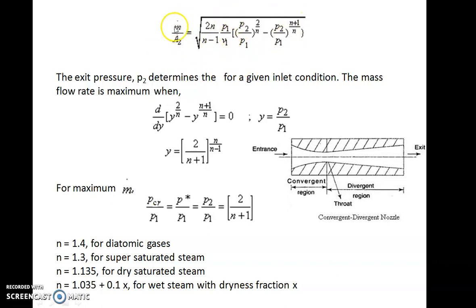But overall you have to remember this expression. Now the derivation is very simple. Just you have to start from the basic. One by one you evaluate the steps, you will get the derivation. Now our aim is to find what is the maximum mass flow rate through this nozzle. If you see in this diagram, this is a convergent divergent type of nozzle.